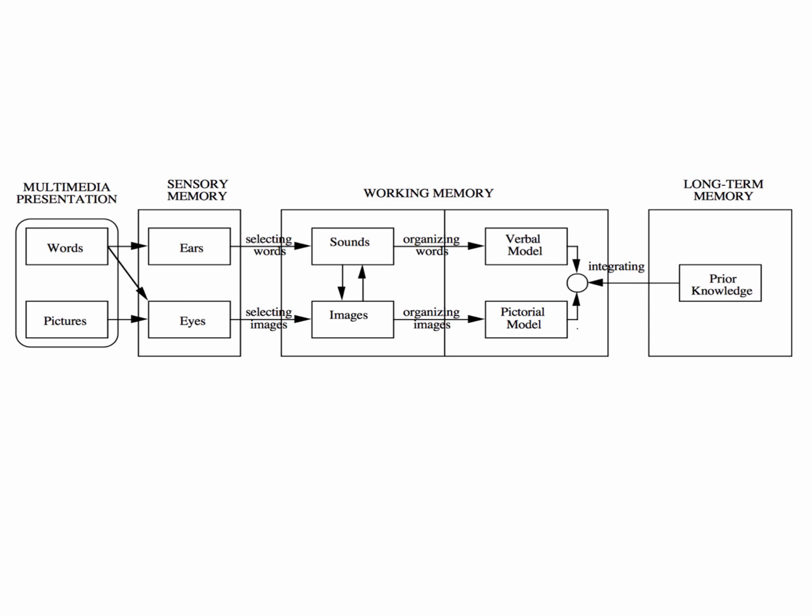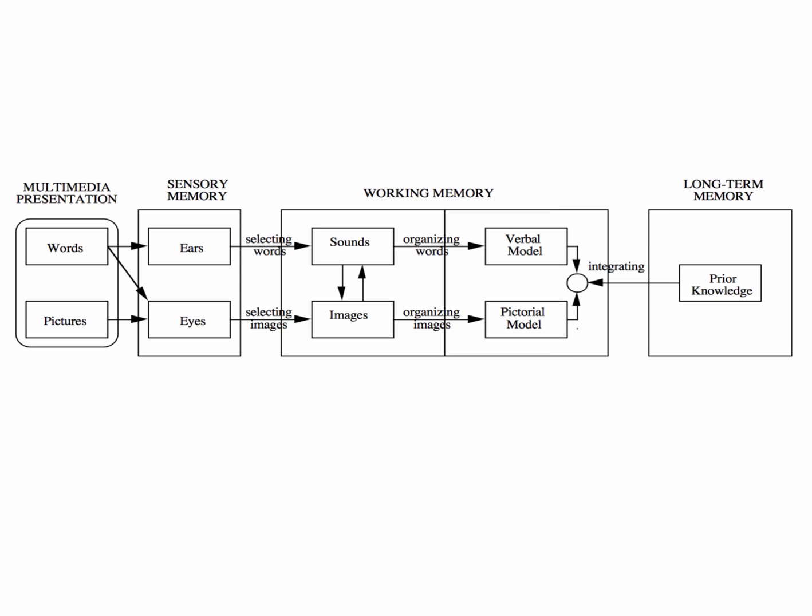This figure also represents cognitive processing as arrows: selecting, which transfers some of the incoming images and sounds to working memory for additional processing; organizing, which organizes the images into a pictorial model and the words into a verbal model in working memory; and integrating, which connects the models with each other and with relevant knowledge activated from long-term memory.